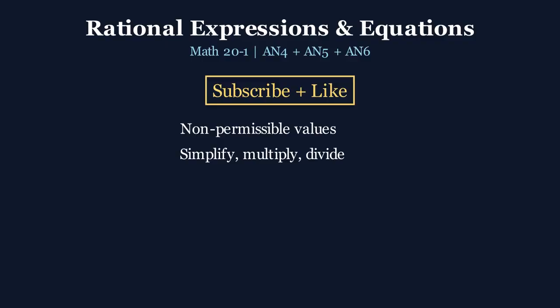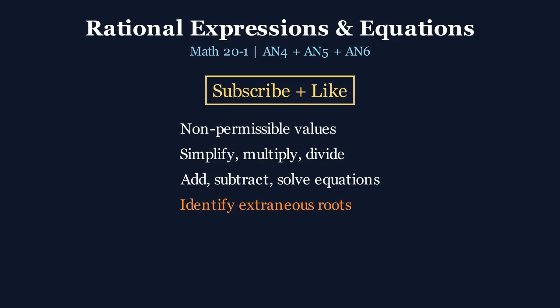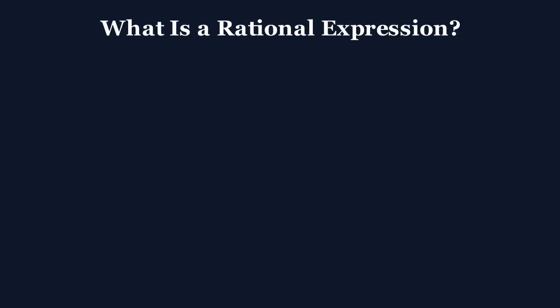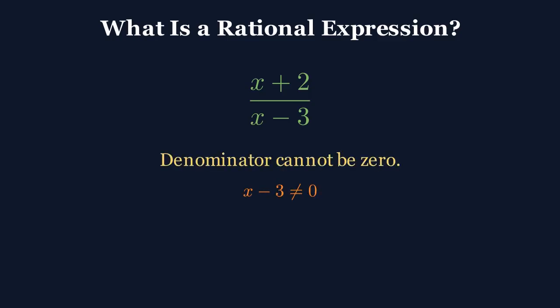Today we will find non-permissible values, simplify rational expressions, multiply, divide, add, subtract, solve rational equations, and catch extraneous roots. A rational expression is a fraction made from polynomials. For example, x plus 2 over x minus 3 is rational because the numerator and denominator are algebraic expressions.